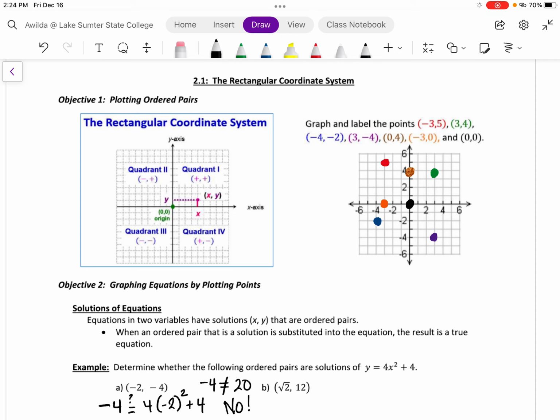For the next example, we have the square root of 2 as our value for x and 12 for y. Let's see if this creates a true statement. Is 12, question mark, equal to 4 times the square root of 2 quantity squared plus 4? Well, 12 on the left, on the right, square root of 2 when squared becomes a 2. 4 times 2 is 8, plus 4, it looks like that is a true statement. Because that is a true statement, then the ordered pair, the square root of 2, 12, is indeed a solution.